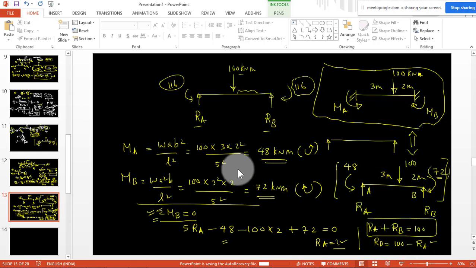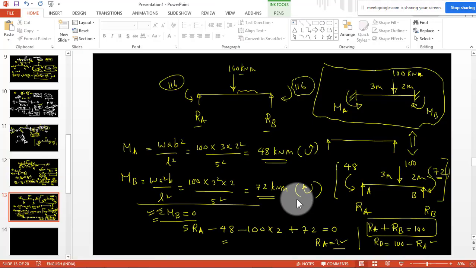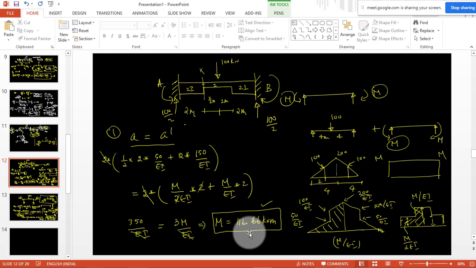So is this method clear? Sir, if the question asks for the fixed end moment, we have to calculate 116. And if it is not asked for the fixed end moment, should we calculate 116, or proceed directly for MA and MB, the fixed end moments? 116, that is a moment value, no?